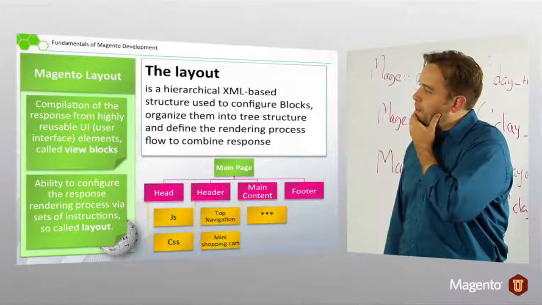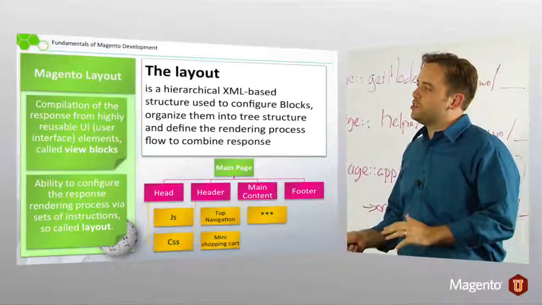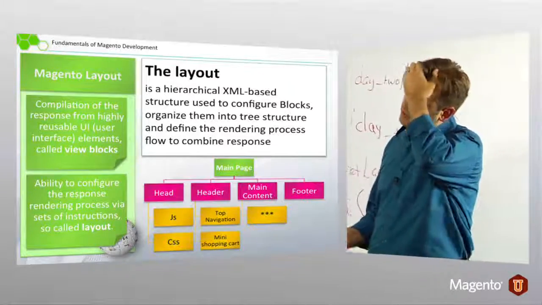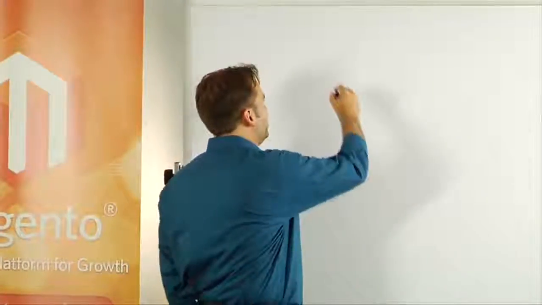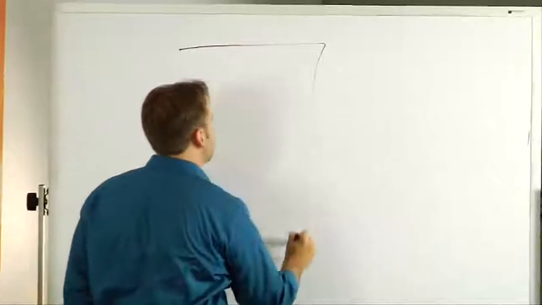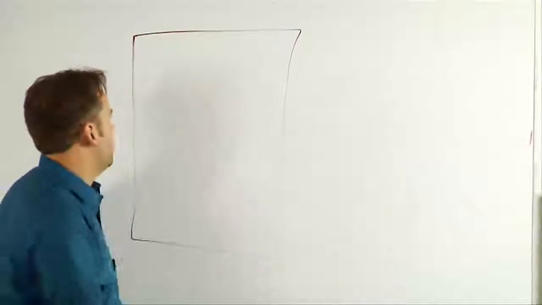All right, so the layout. I don't know that this is the best representation. It's kind of this flow chart, but really, I prefer to think of it in terms of containers. So, all right. Magento layout. Okay, really, what is it? Think of a DOM structure. Think of HTML. Think of nested stuff.